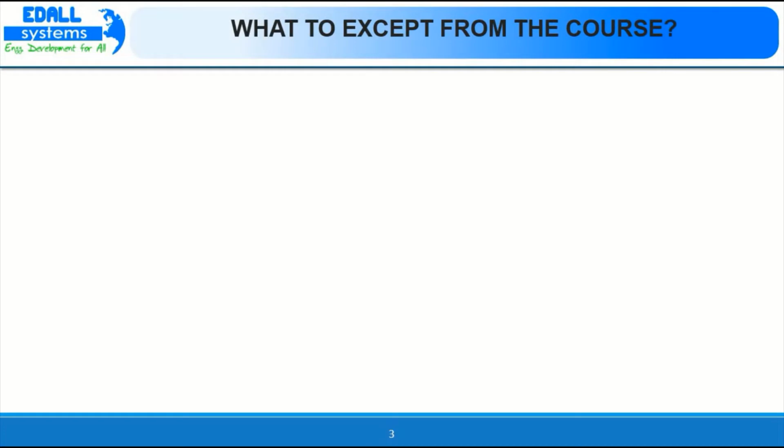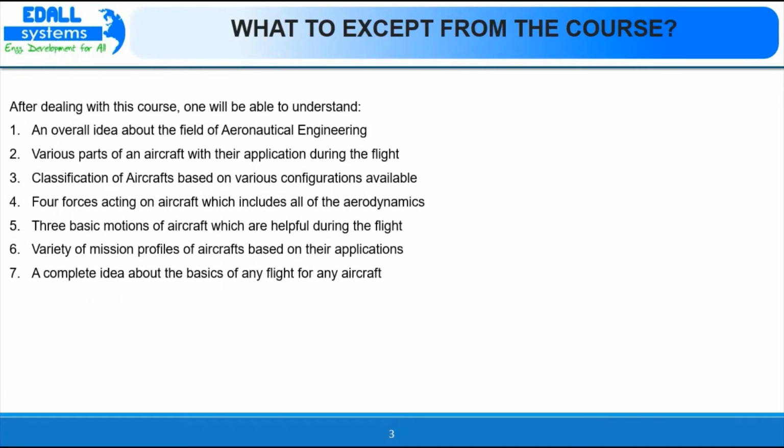So let's see what we can expect from this course. After dealing with this course, one will be able to understand an overall idea about the field of aeronautical engineering, the vast domain of aeronautical engineering, the branches and their sub branches. One will be able to differentiate and group the several branches of aeronautical engineering, then the various parts of an aircraft with their applications during the flight. So the functions of the different parts of an aircraft and where they are attached, then classification of aircraft based on various configurations available, then the four forces which act on an aircraft.